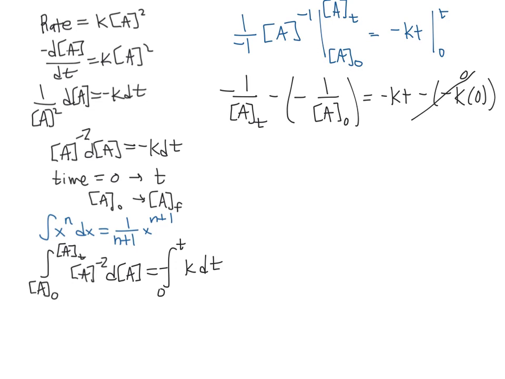Now we'll simplify to make it a little bit easier to see. We'll have the negative 1 over A at time t plus 1 over A initially equals the negative kt.